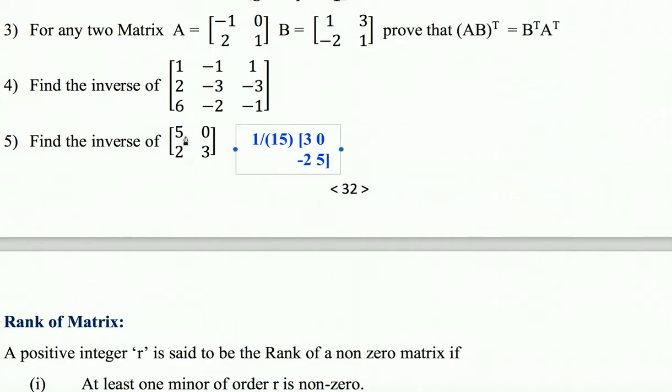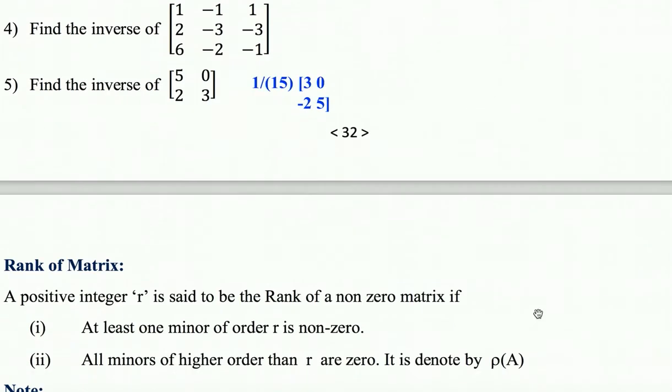Did I follow the sign convention? Yes. 3 here, 5 here, 0, -2 appears here. In the inverse, it has to come here. 2, 0 will appear here in the cofactor matrix. Okay, the inverse of the cofactor is like this. So this is the inverse of a 2 by 2 matrix, shown here. Fair enough.